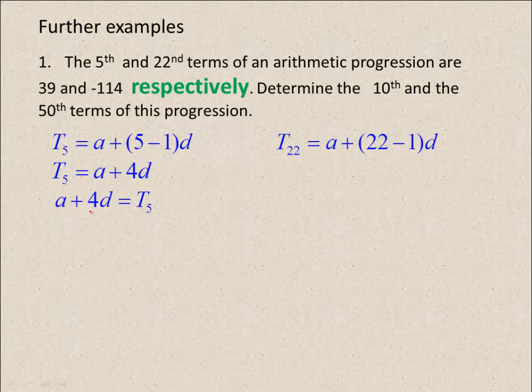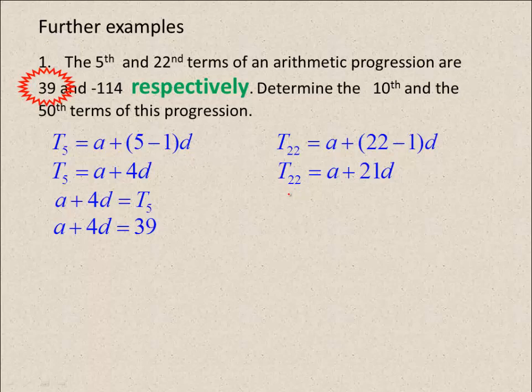Makes no difference. But what do I know about the fifth term? The fifth term is actually equal to 39. So A plus 4D is equal to 39. Where did this 39 come from, guys? It's part of the question. The fifth term is equal to 39. So 39 is equal to A plus 4D.